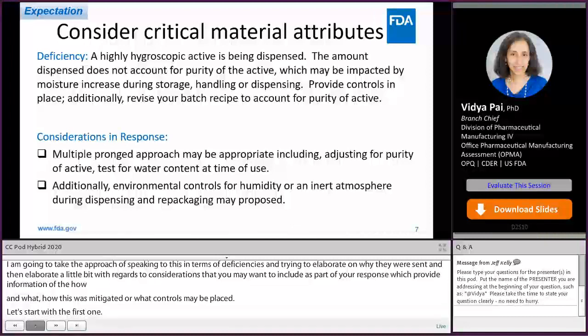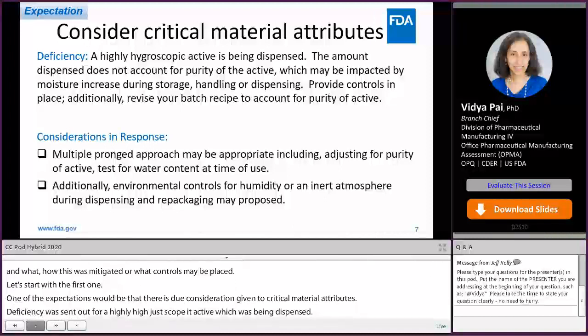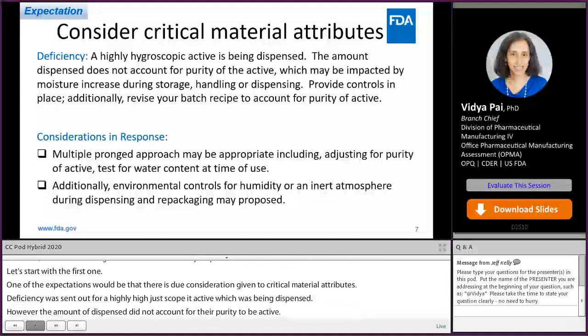So a deficiency was sent out for a highly hygroscopic active which was being dispensed. However, the amount dispensed did not account for purity of the active. Considering the hygroscopicity, there was potential for moisture increase and therefore decrease in assay during storage, handling, or dispensing. The reviewer was seeking additional controls as well as advising the sponsor to revise the batch recipe to account for purity of the active.